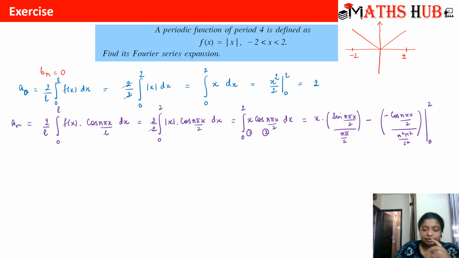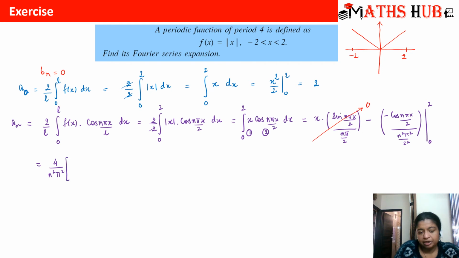Now what will happen when we put in the limits 0 and 2? Will any term become 0? When I put the upper limit 2, I'll get sine n pi. Sine n pi is 0. Similarly, on putting 0, we will always get a 0, right? So when I take out common, minus and minus will become plus. This term will move up. So I'll get 4 by n square pi square.